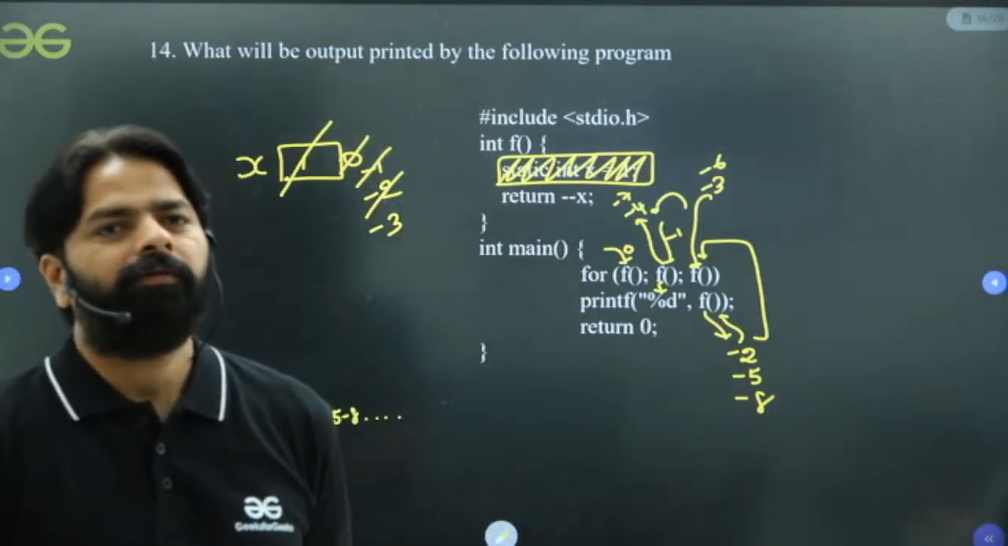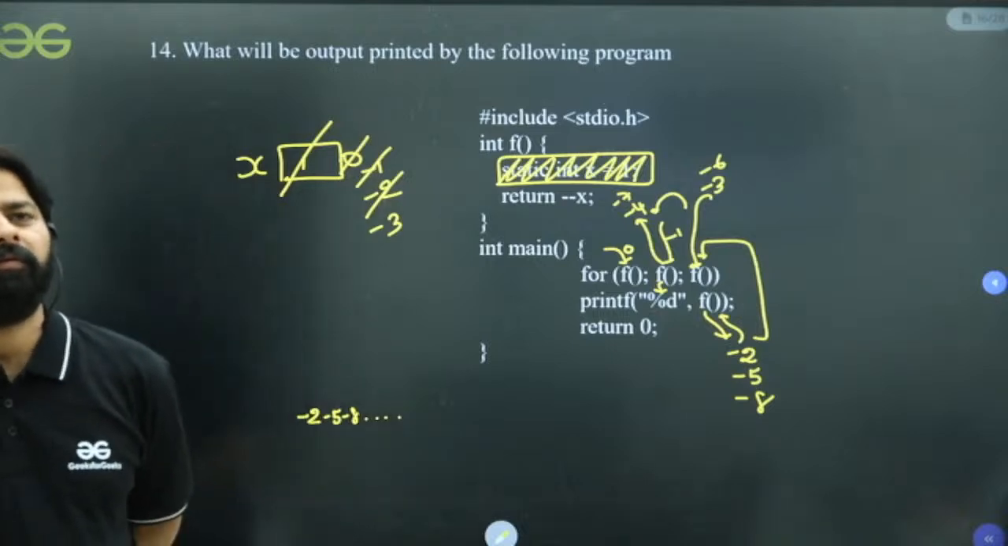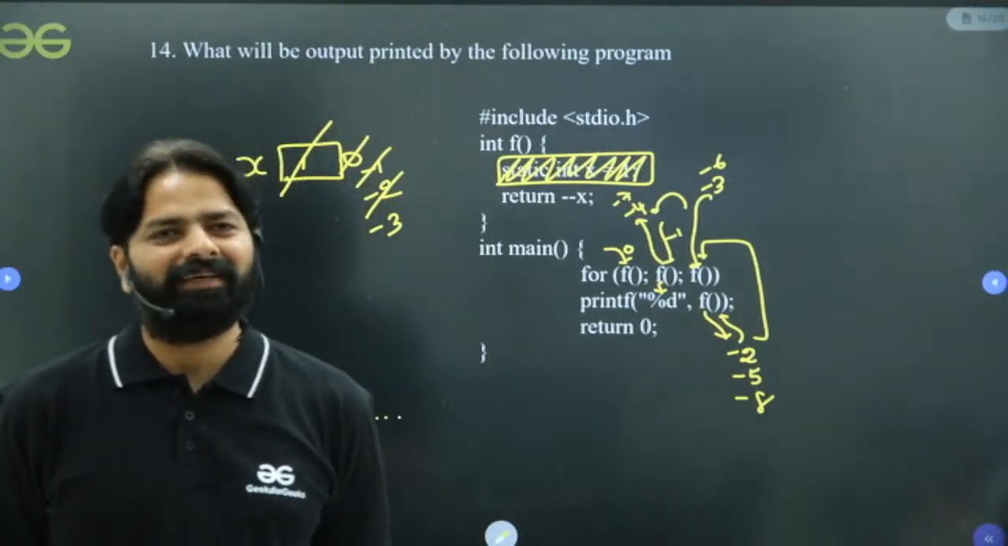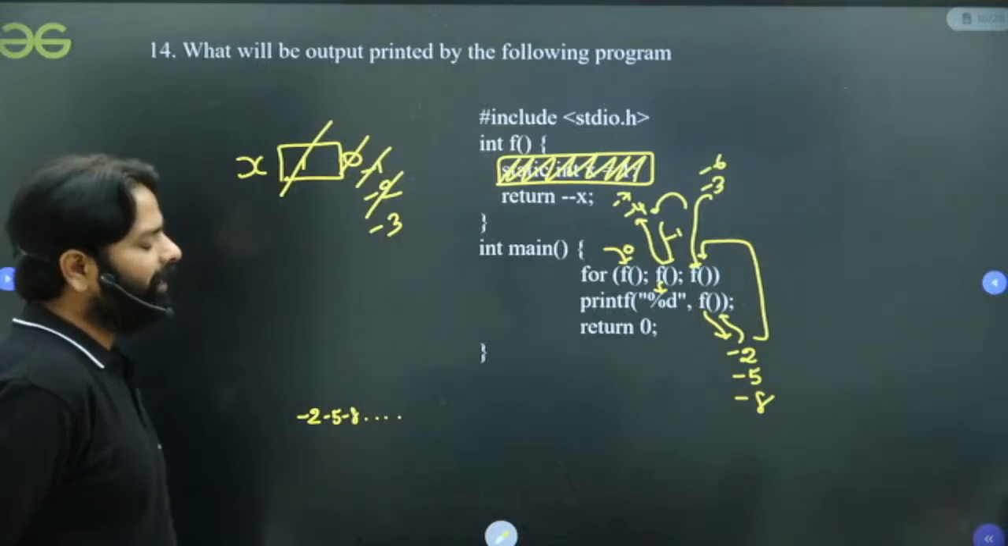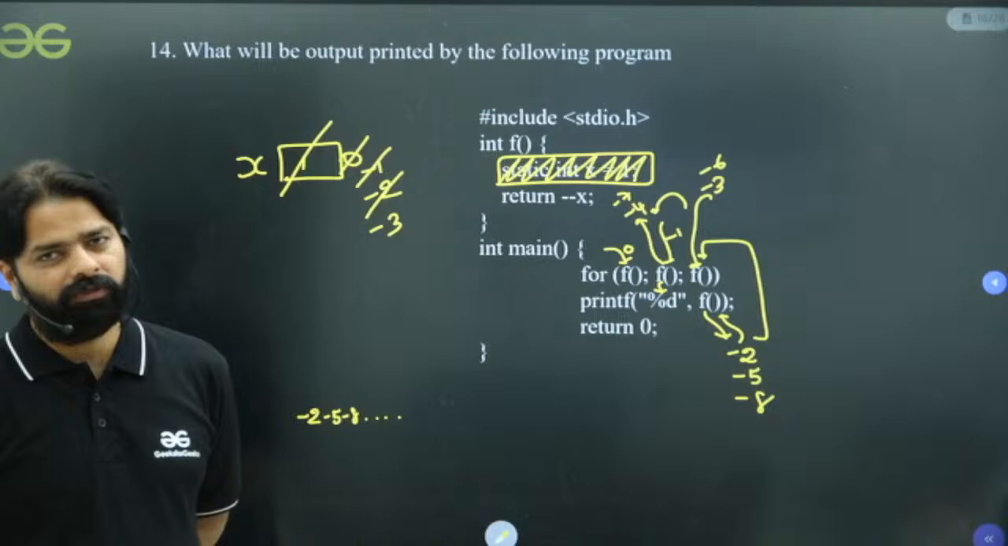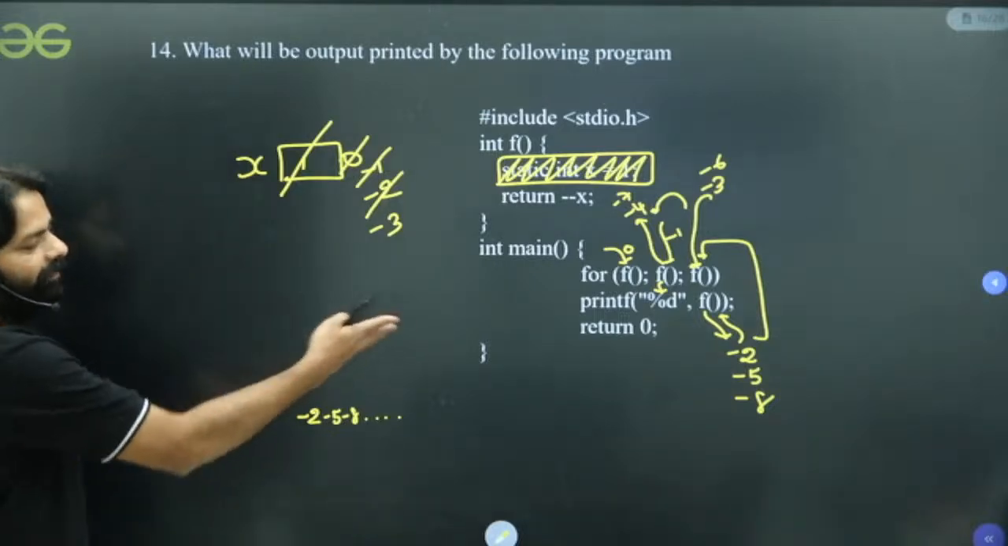Got it? No. This question never comes as a numerical answer type. Options will be provided. Intentionally I have deleted all the options. The reason is like you should know what kind of answer is coming out. If I give the options, you will easily identify the answer, correct?